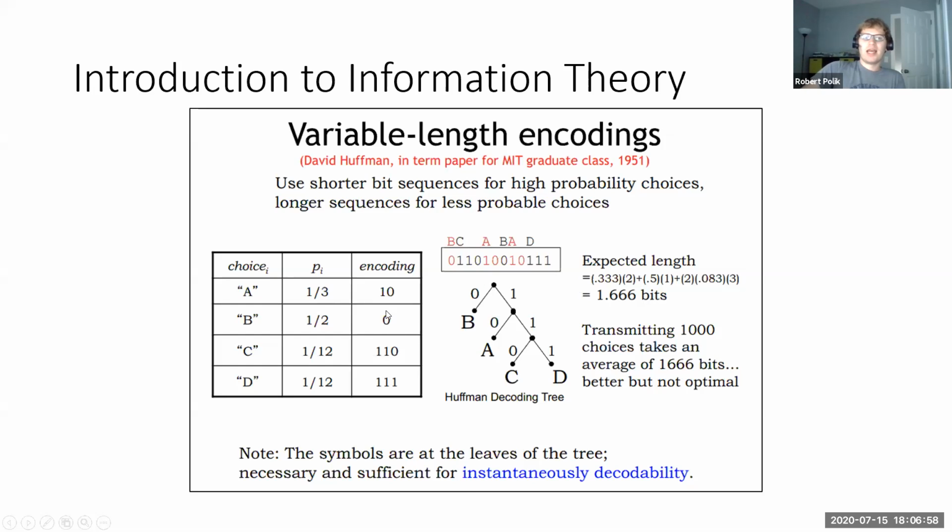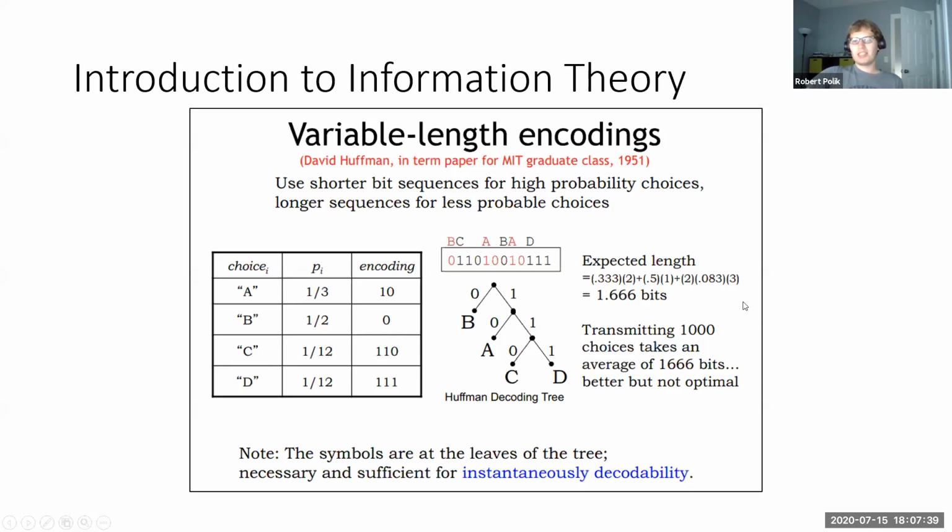And this works. You can't simplify things further. You can't say make B 0, A 1, C 10, and D 01, because you're going to start getting things mixed up, and you're going to wonder, is it BA or is it D? Because they're both 01. But with this procedure, you can immediately encode or decode every one of these signals. So we can crunch the numbers, and the expected length is 1.666 bits. We were looking at 1.626 bits. This gets it pretty close. Transmitting 1,000 takes, better, not optimal, because we know 1.626 is optimal.